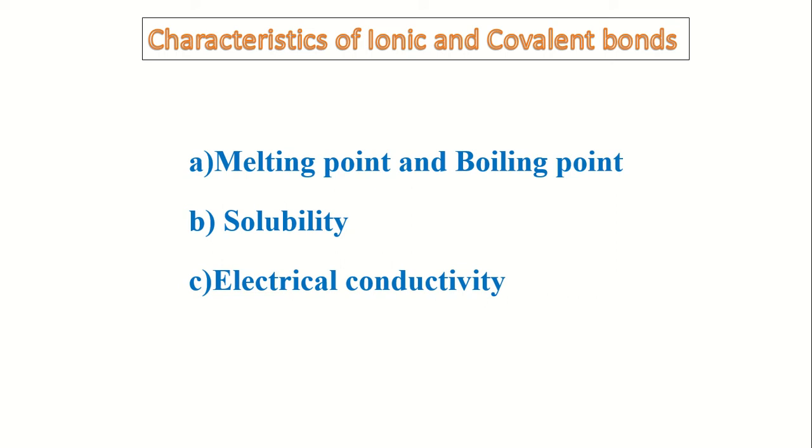For example, melting point and boiling point. Melting point and boiling point of ionic compound is very high. Most of the ionic compounds have high melting point and boiling point, whereas covalent compounds have low melting point and boiling point. So by seeing this melting point and boiling point, we can tell the compound is ionic or covalent.